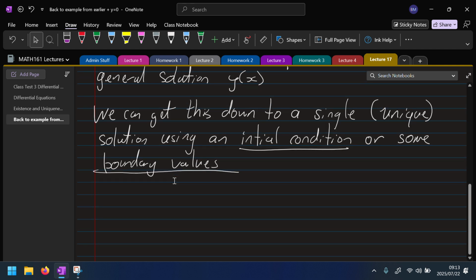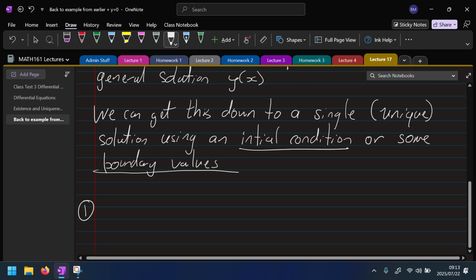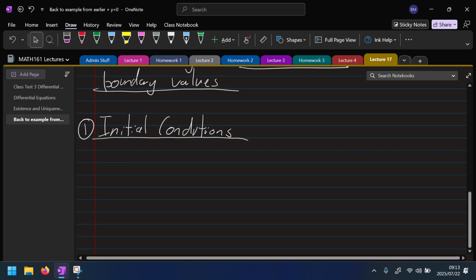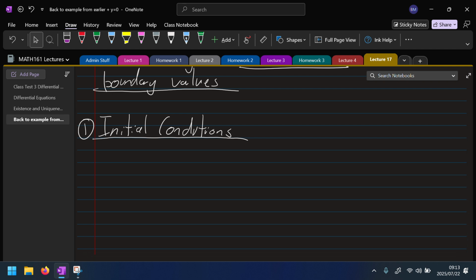Okay, so let's have a look at these two in some detail. So number one, initial conditions. Again, to think about what these are, think of your physics problem. So if you throw a ball up, there needs to be some initial height, some initial velocity. That's what starts the process. Then the ball does its thing, comes back down, but it's those initial conditions that set it up.